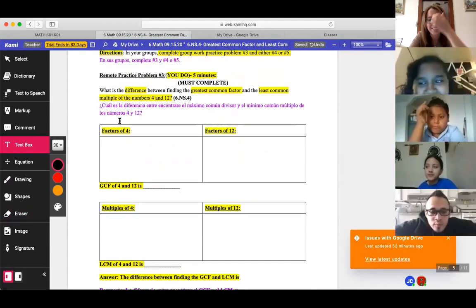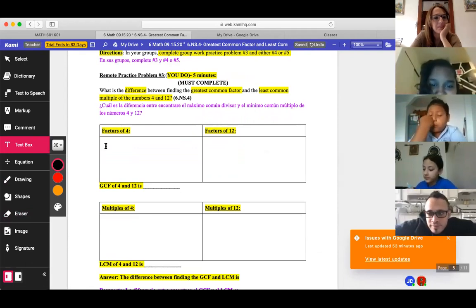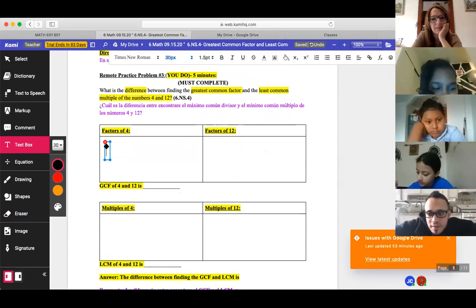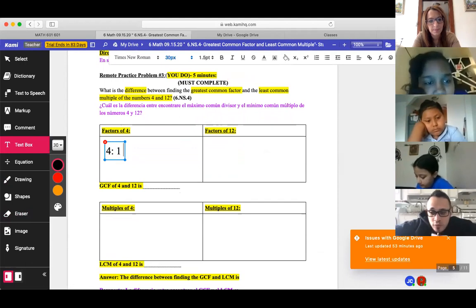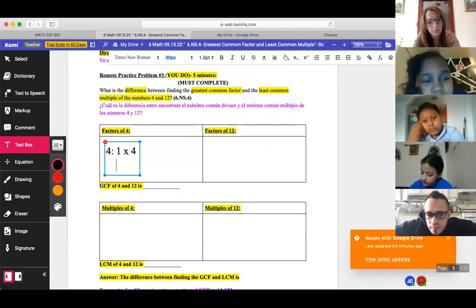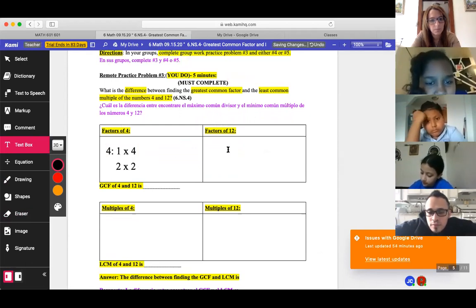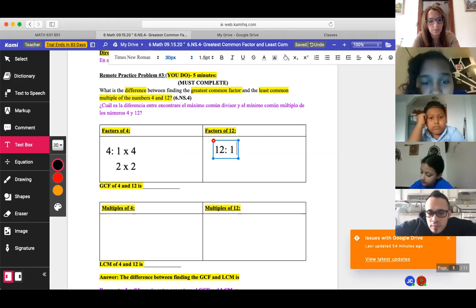Anaya, help me out. What are we doing? What is the difference between finding the greatest common factor and the least common multiple of the numbers 4 and 12? What are the factors of 4? Factors of 4 are 1 times 4 equals 4 and 2 times 2 equals 4. Now 12? 1 times 12 equals 12 and 2 times 6 equals 12. And 3 times 4 equals 12.